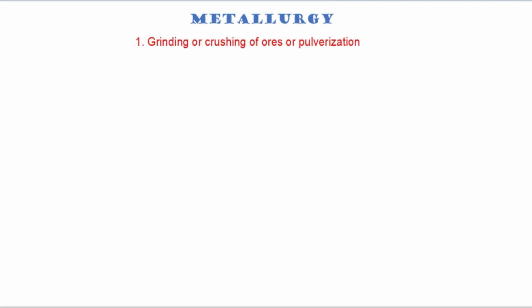The ore particles collected from Earth's crust by mining activities are normally larger in size. They are broken up into smaller particles or powder. This process is called grinding or crushing of ores. This is also known as pulverization.